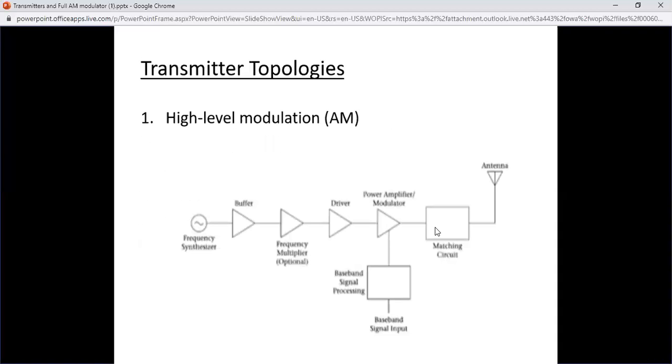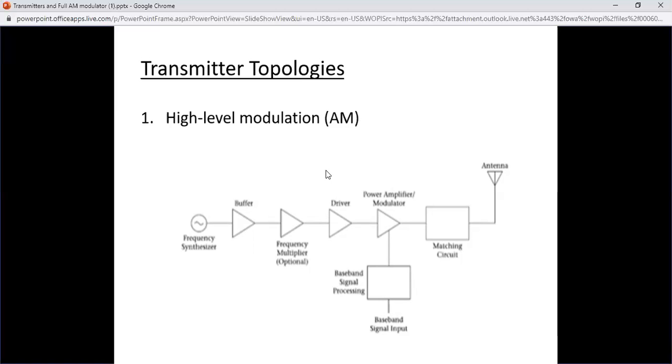Okay, so we have three main transmitter topologies. The first one is the high-level modulation. This type of topology is used where modulation happens at the last stage before the antenna.